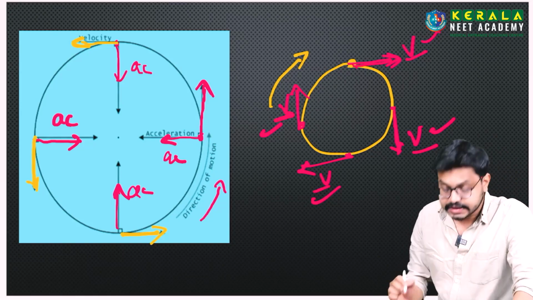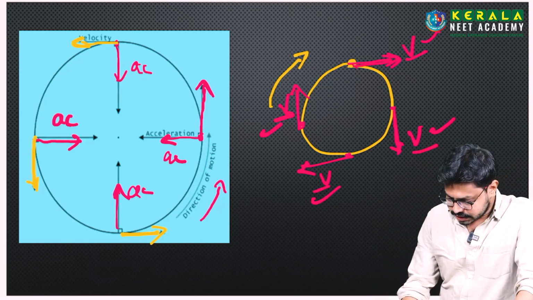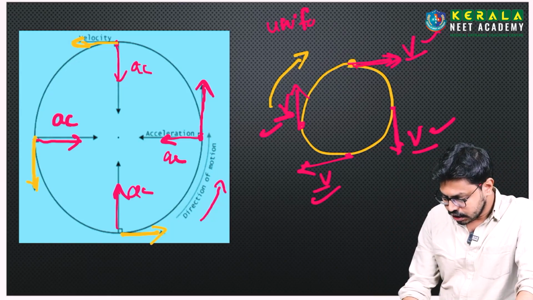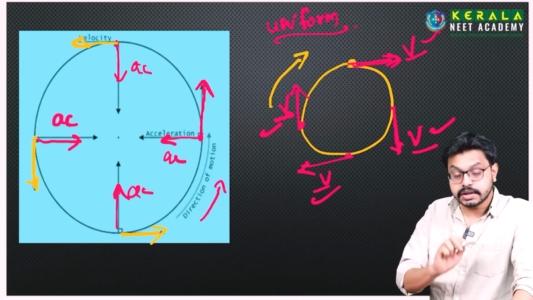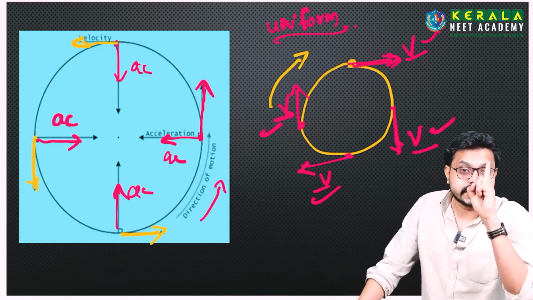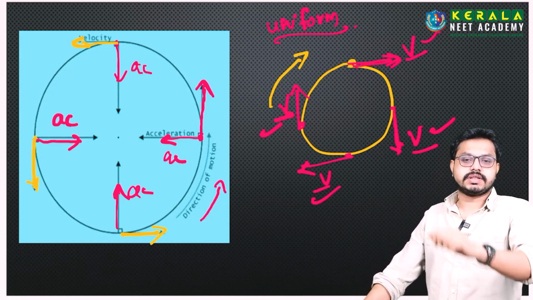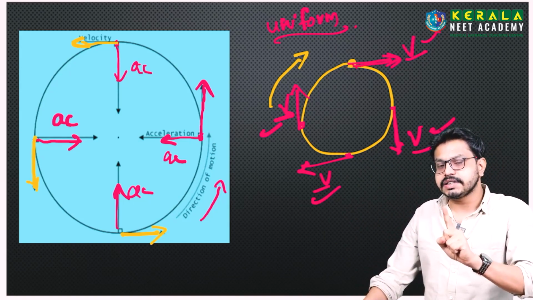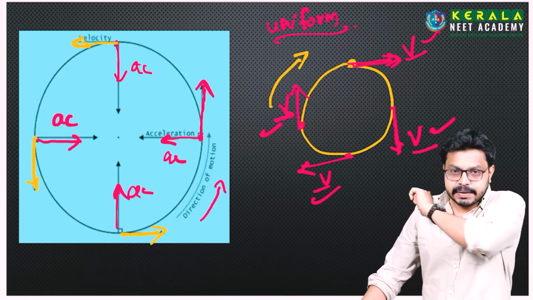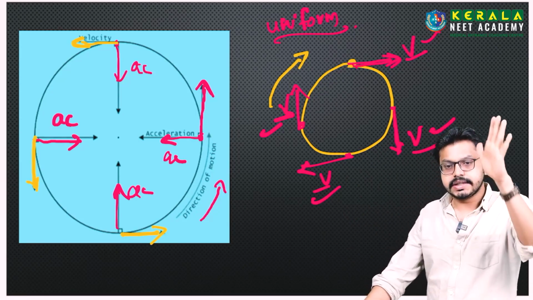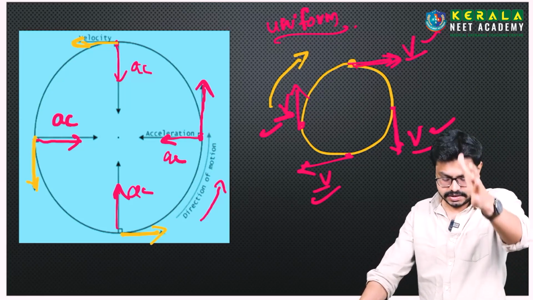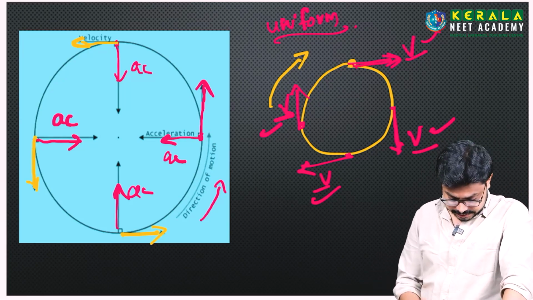So why did I put V everywhere? Because I consider a uniform circular motion. In uniform circular motion, what is constant? The speed will be constant, but there should be an acceleration. What is the acceleration? Centripetal acceleration. What is the direction? Towards the center at any instant. Clear? Okay.